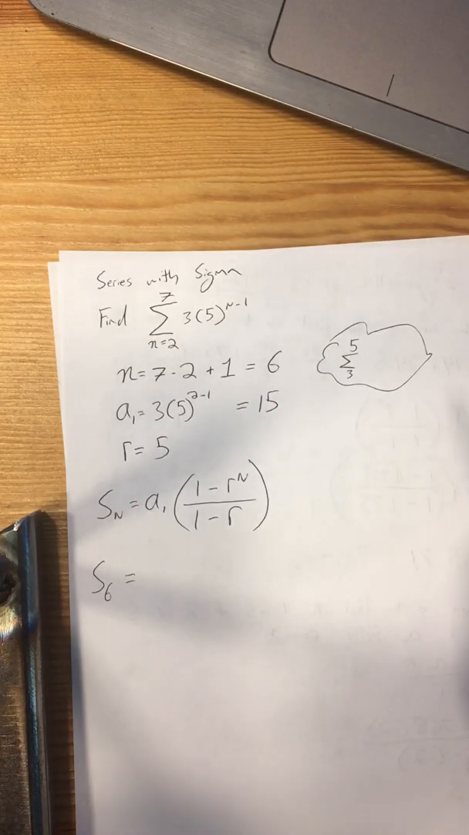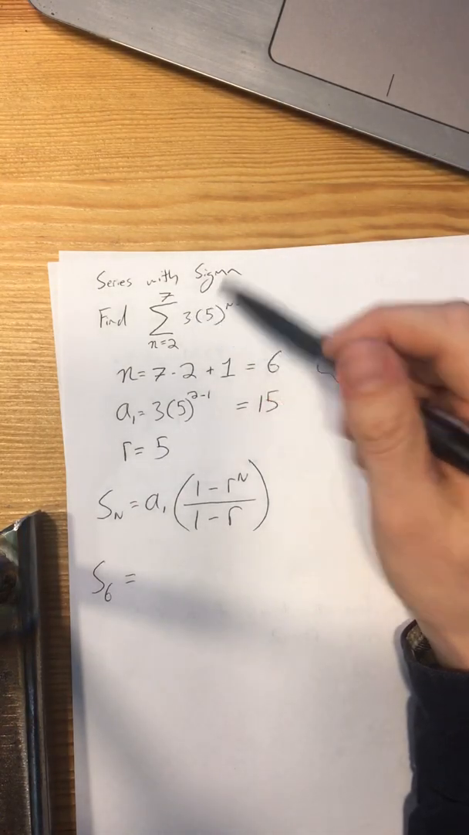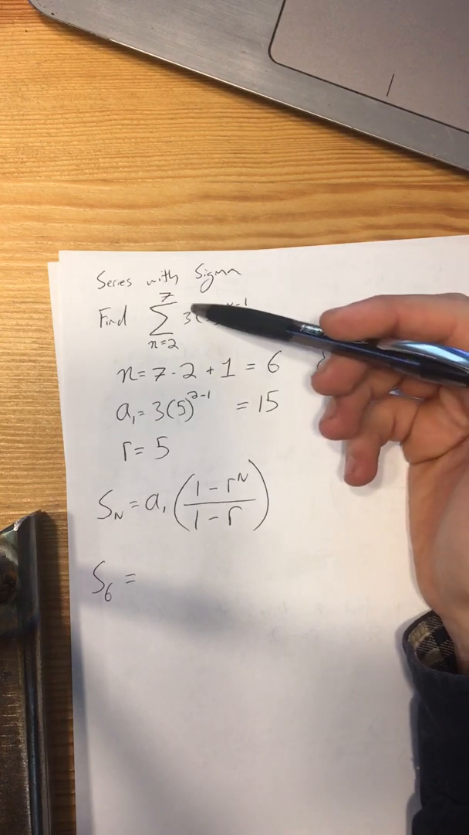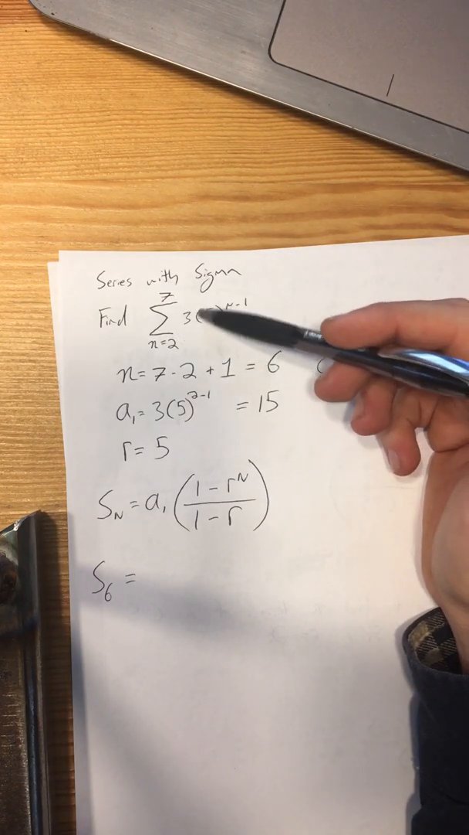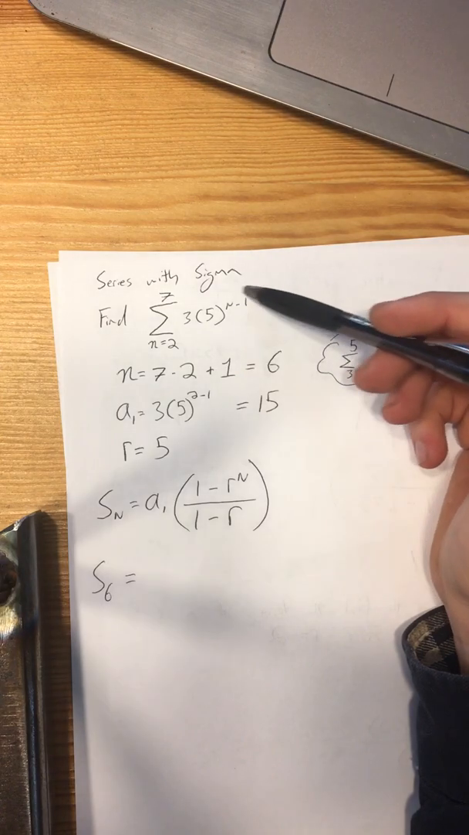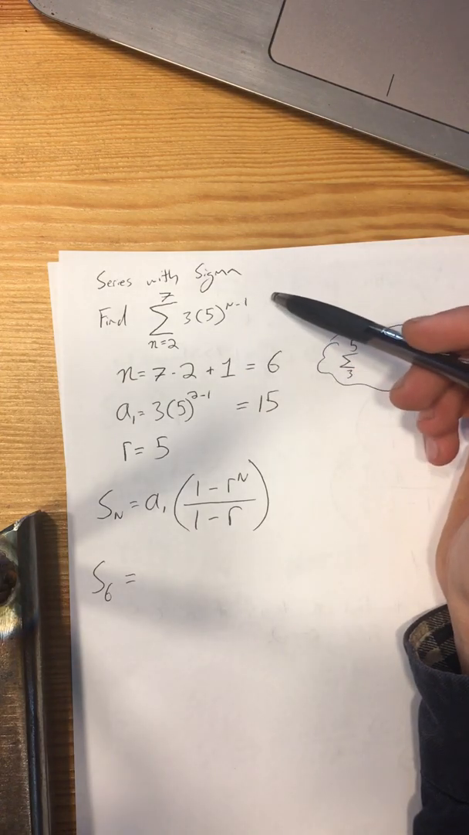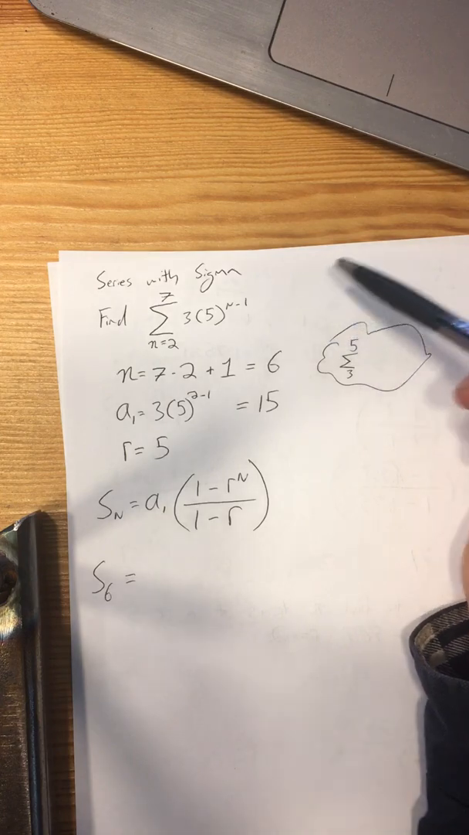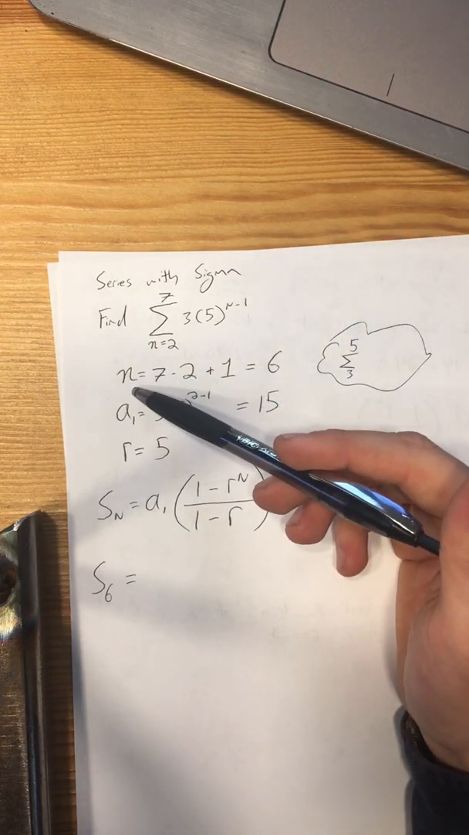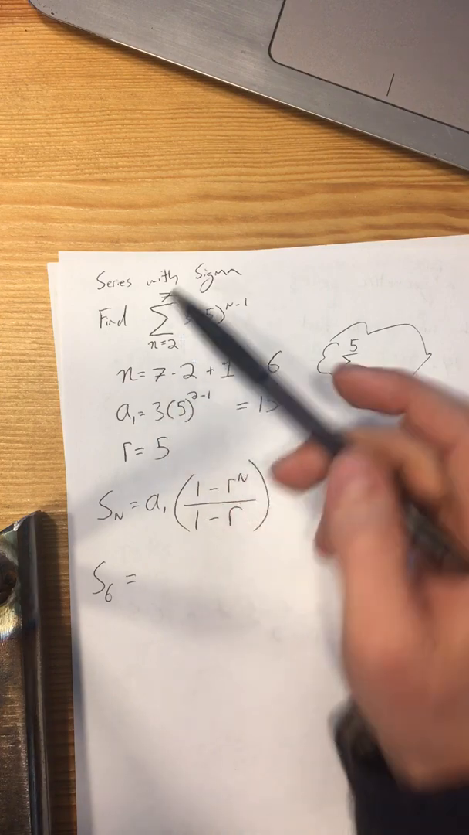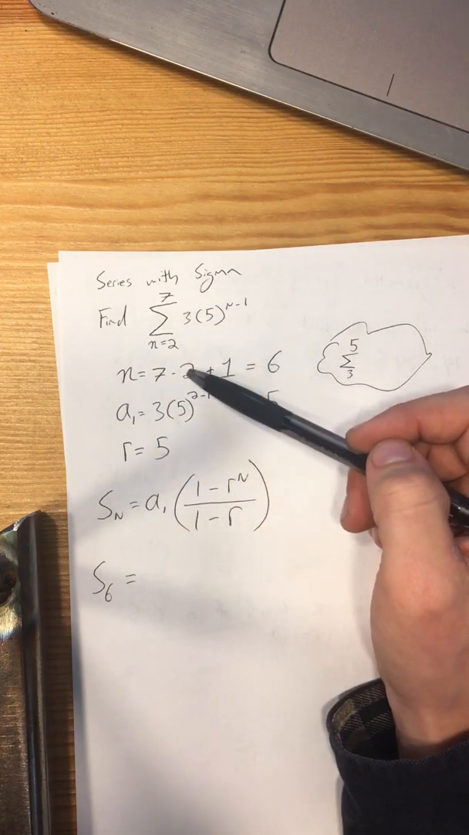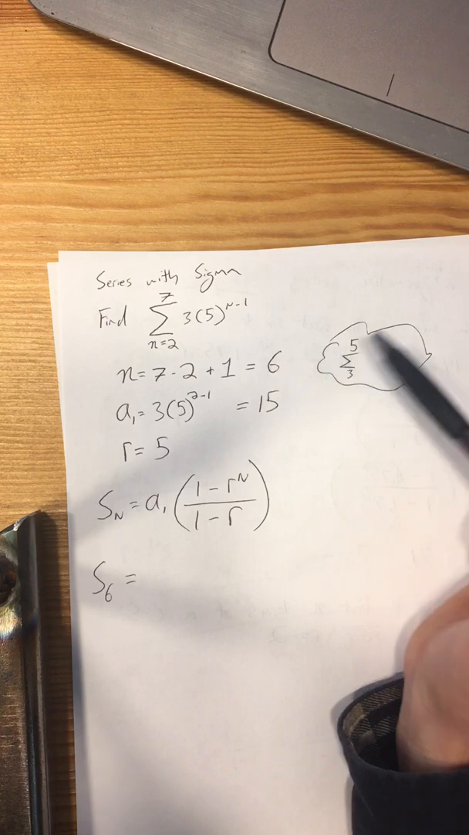Okay, I just looked at it. This 3 is what the first term would have been had I not started at 2. 5 is a common ratio, and n minus 1 is the number of terms I have minus 1. So let's figure out how many terms I have. That's n total. So n is, I start with my top number, 7 minus 2 plus 1, that's 6.